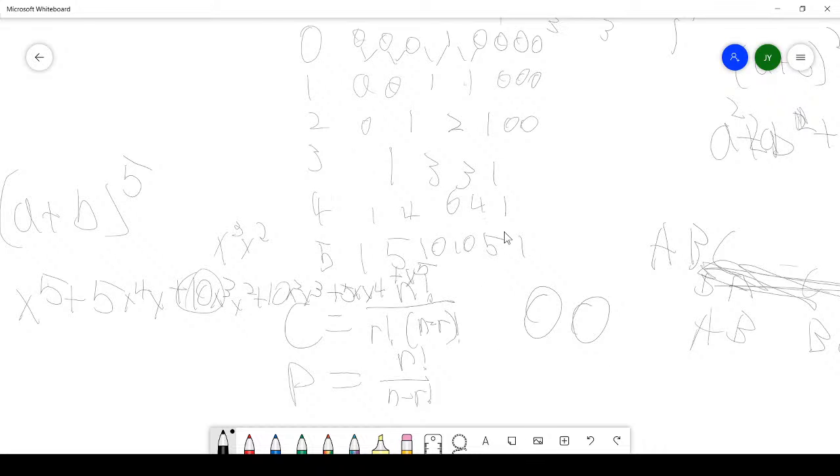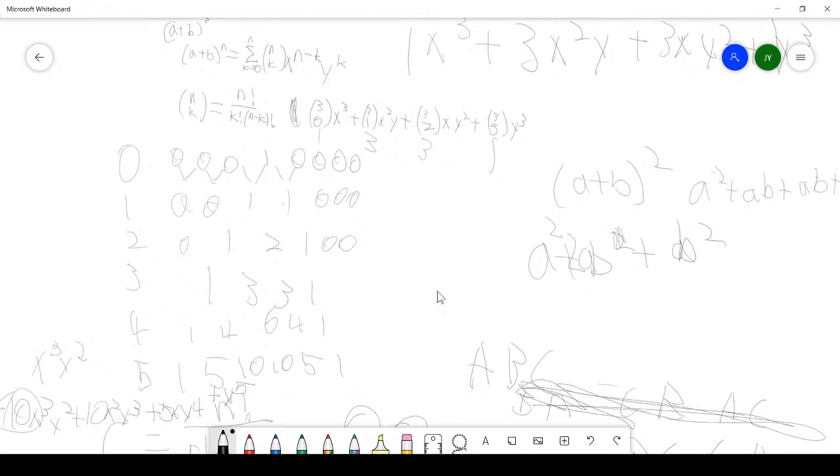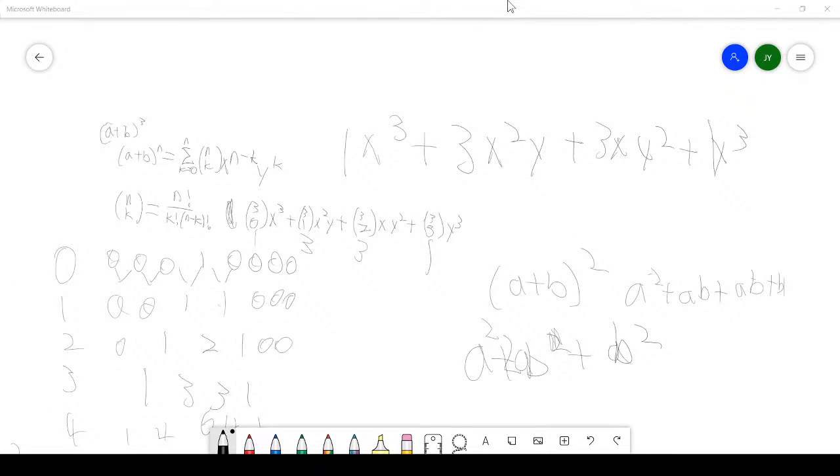Today was more or less just an expansion on the details of the binomial theorem. We're going to be moving on to more combinatorics, and we're going to look at probability again.